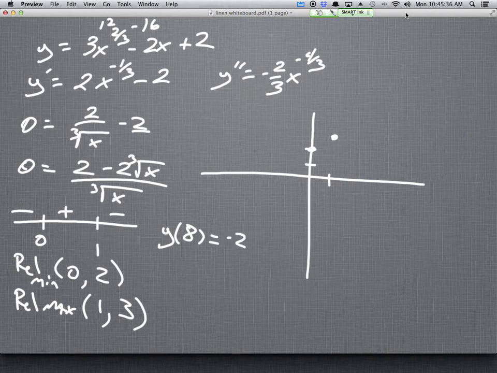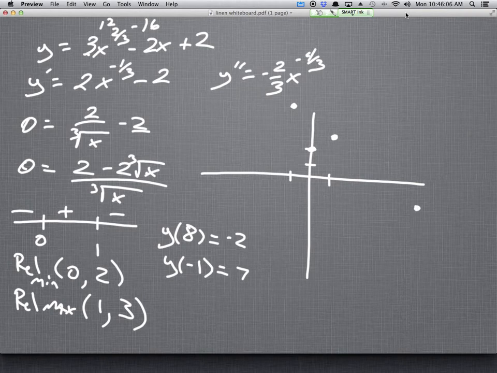Okay, on the left side, what's a good number to plug in on the left side? Negative 1 is nice and easy. So negative 1, if I square it, gives me 1. The cube root is 1, so that would be 3. This turns into plus 2. So 3 plus 2 is 5, plus 2 is 7. So (-1, 7), and we'll just put that up here somewhere. And then (8, -2) down here somewhere.